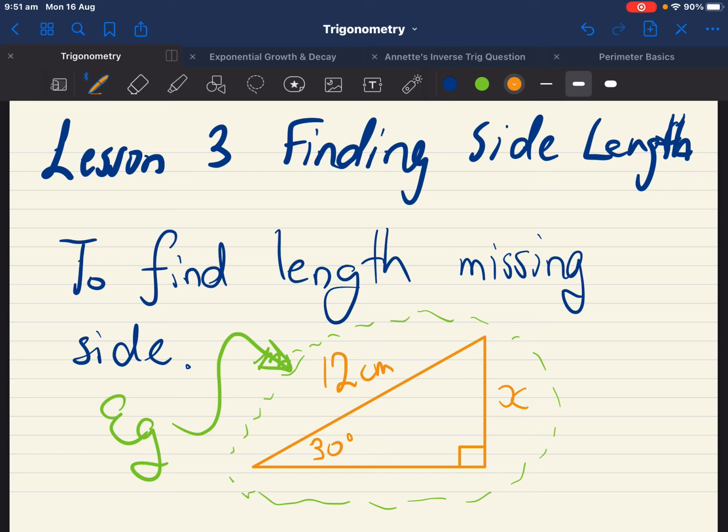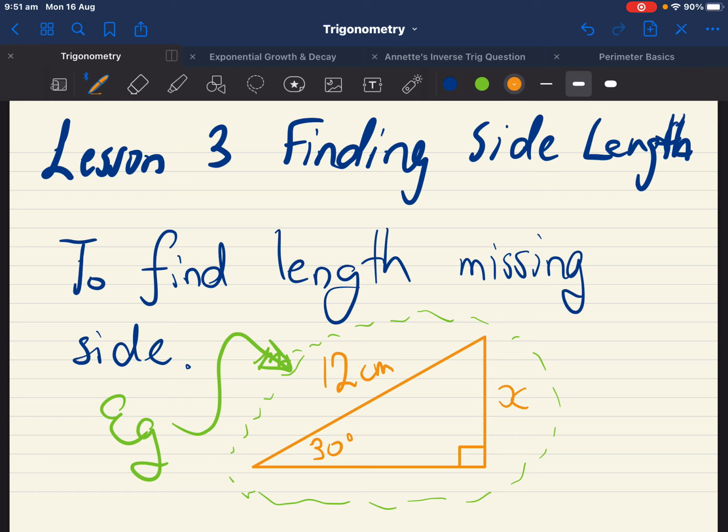Hello and welcome everyone. On to our next lesson in trigonometry, which is finding a missing side length. So if you haven't yet got your book and equipment, pause the video, make sure you get your maths book, pen, calculator, unpause the video, and we can begin.